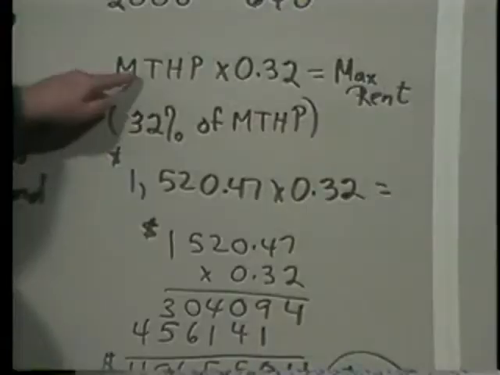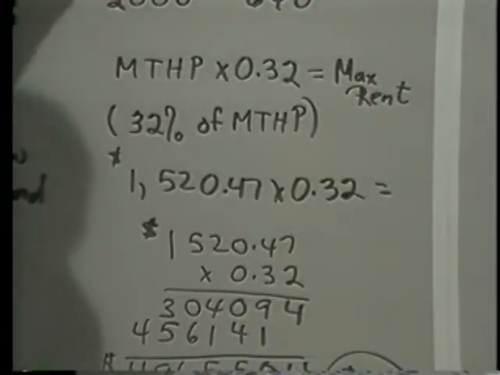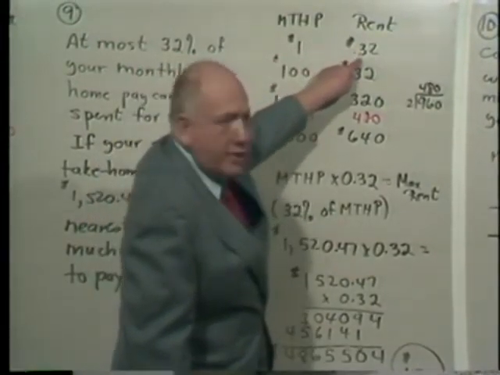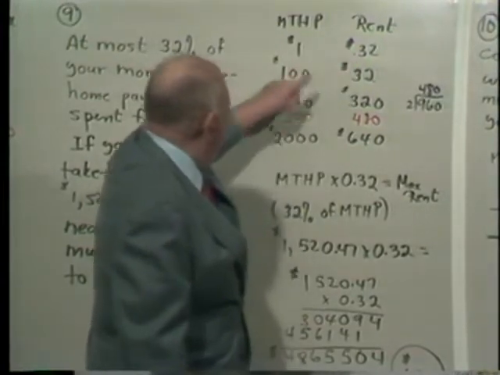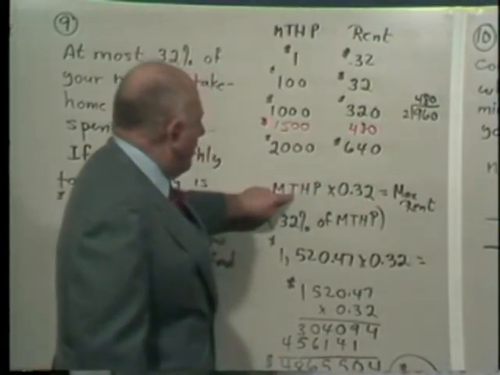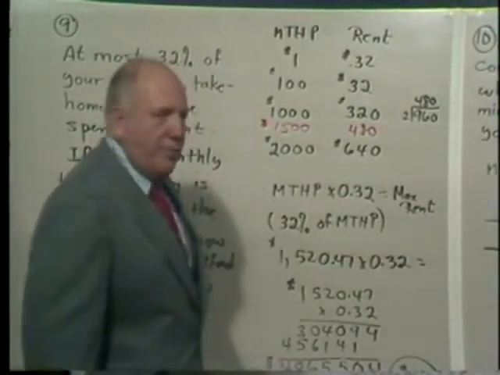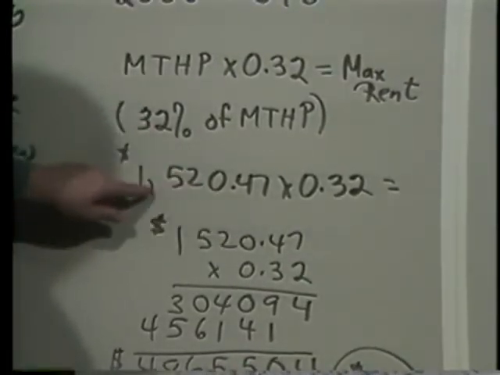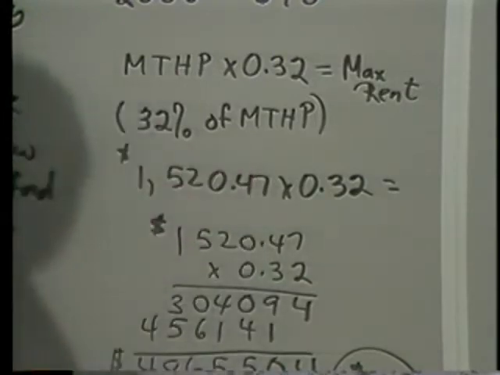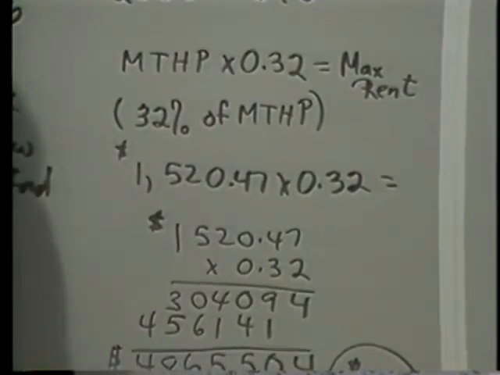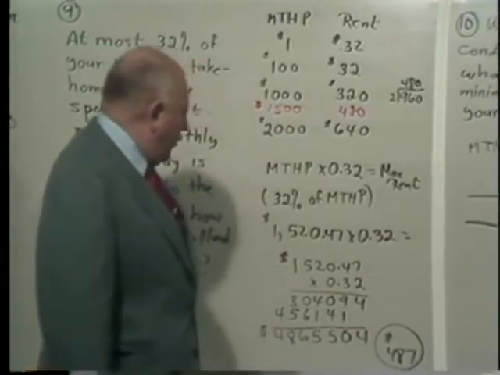Anyway, let's see if we can figure out what's happening from this chart. What this chart says is, every dollar that you make, 32 cents of it can go into rent. In other words, what are you saying over here? 32% of your monthly take-home pay. 32 cents times the number of dollars that you make is the maximum amount you can pay for rent. See, 32% is 0.32. Then the amount you're given here is $1,520.47. And now how do you find the maximum rent? Just multiply these two numbers. And that's the hard part. See, that's where the calculator will help you. The calculator will do this problem for you in seconds.